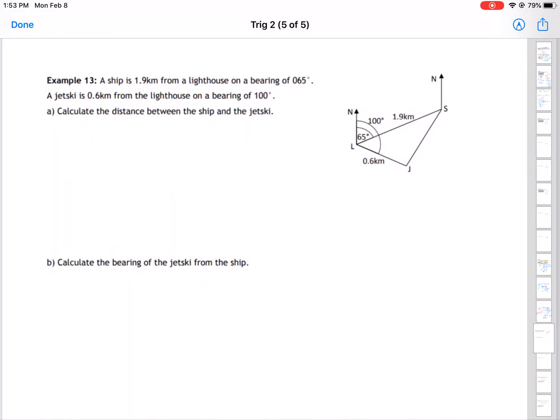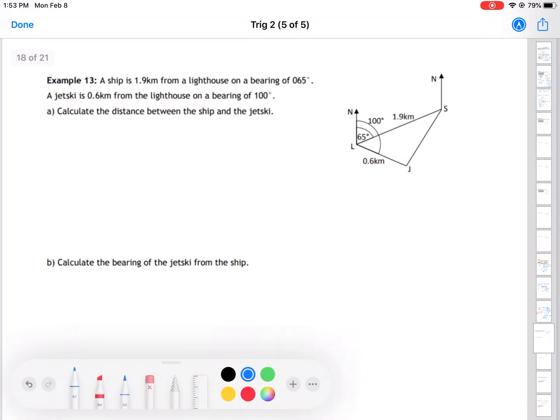So this is our first diagram with bearings included. A ship is 1.9 kilometres from the lighthouse. So L is the lighthouse, S is the ship. The lighthouse is down the bottom of the triangle and S is up top where the ship is. And it's on a bearing of 065. So from the lighthouse, we take the north line, we draw an angle round till we get to where the ship should be, and that's our line towards the ship.